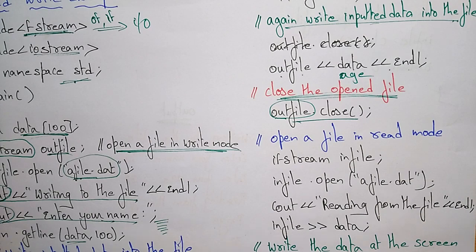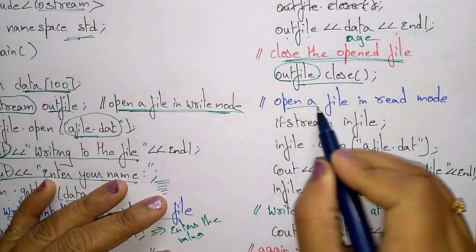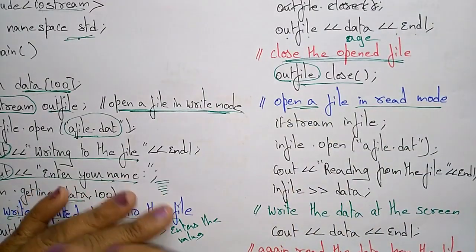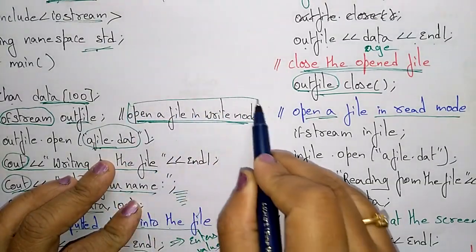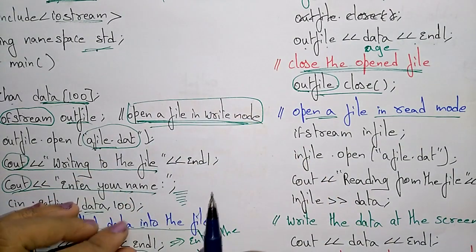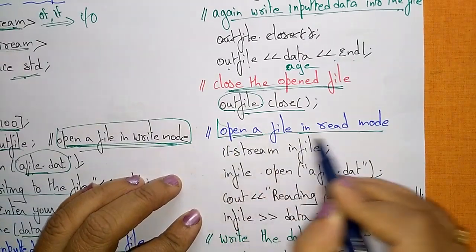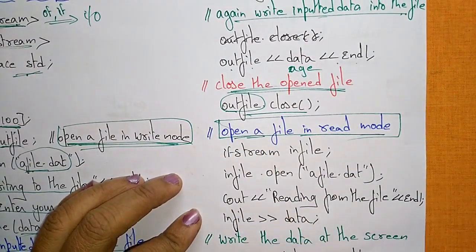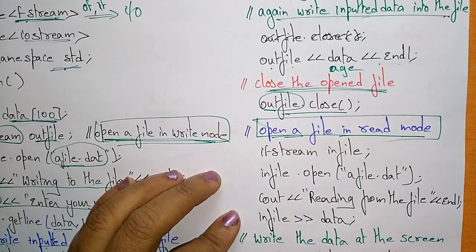Now again I want to open that file and read what data is present in that file. What do I have to do? Now open a file in read mode. Previously I opened a file in write mode and entered the values of name and age there. Now I'm opening a file in read mode, and the person wants to see what data I entered here.